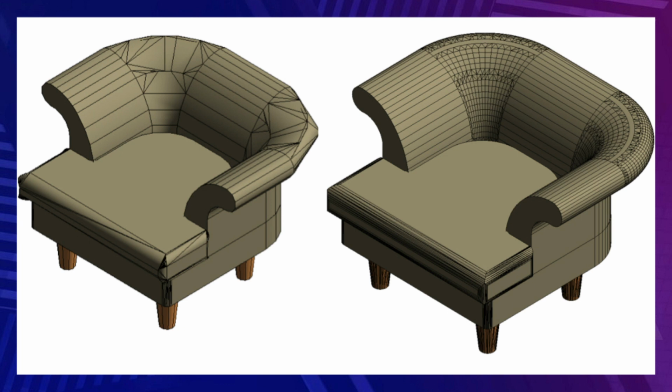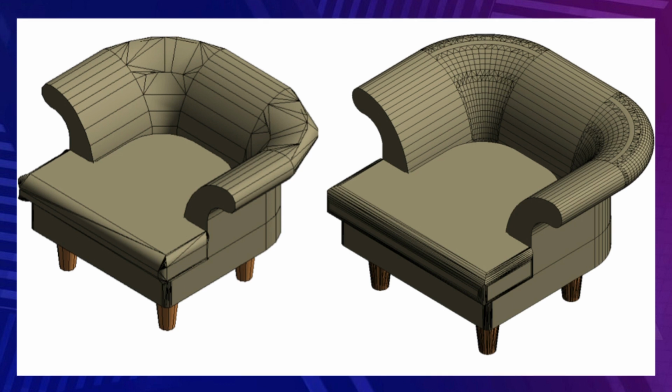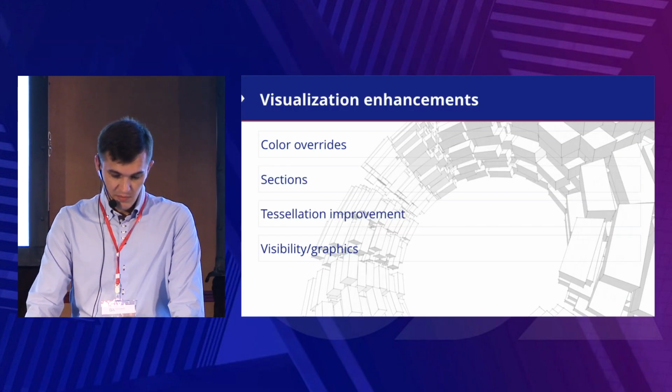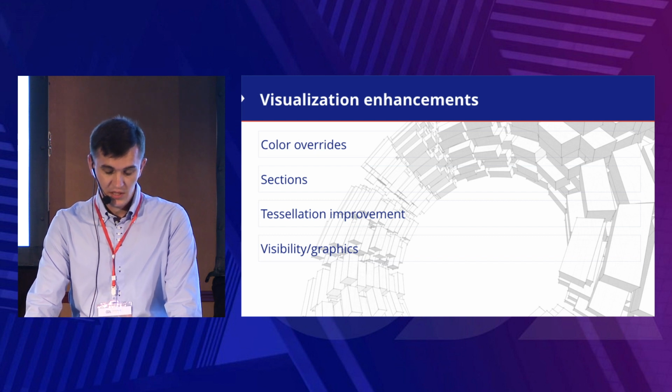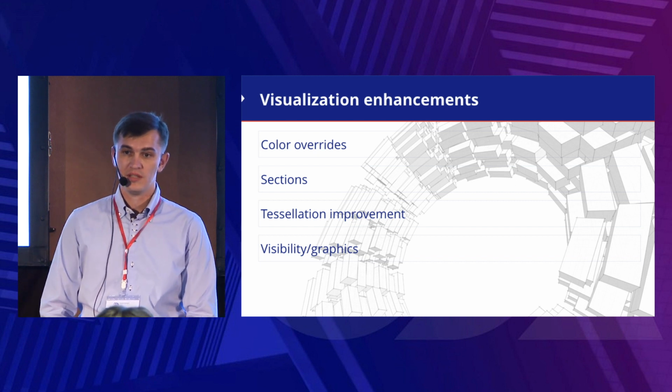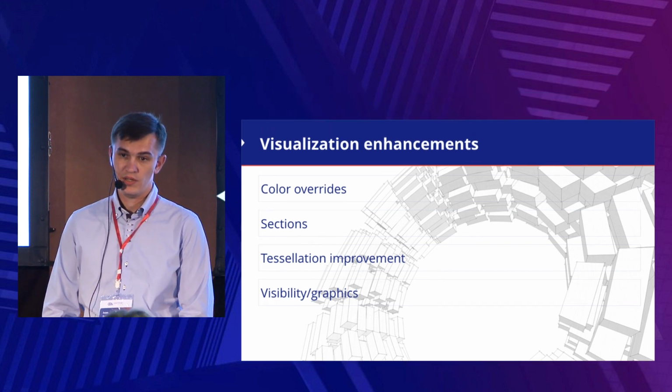But when we zoom the objects, we can regenerate the mesh for the object, and you can see an example on the right side. It has a smoother mesh, more triangles, and it looks better. It's important for objects which are well visible on the screen. So the next enhancement is visibility of elements. We added the possibility to turn off or turn on different elements in the model by category.